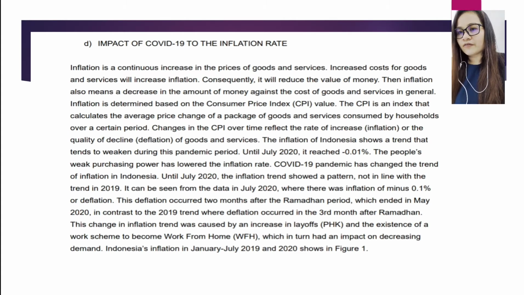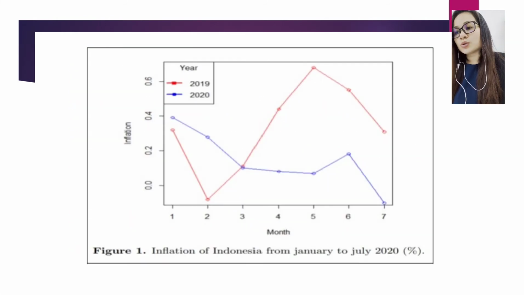The COVID-19 pandemic has changed the trend of inflation in Indonesia. Until July 2020, the inflation trend showed a pattern not in line with the trend in 2019. It can be seen from the data in July 2020, where there was inflation of minus 0.1%, or deflation. This deflation occurred 2 months after the Ramadan period, which ended in May 2020. In contrast to the 2019 trend, where deflation occurs in the third month after Ramadan, this change in inflation trend was caused by an increase in layoffs and the existence of a work scheme to become work from home, WFH, which in turn had an impact on decreasing demand. Indonesia's inflation in January to July 2019 and 2020 is shown in figure 1.